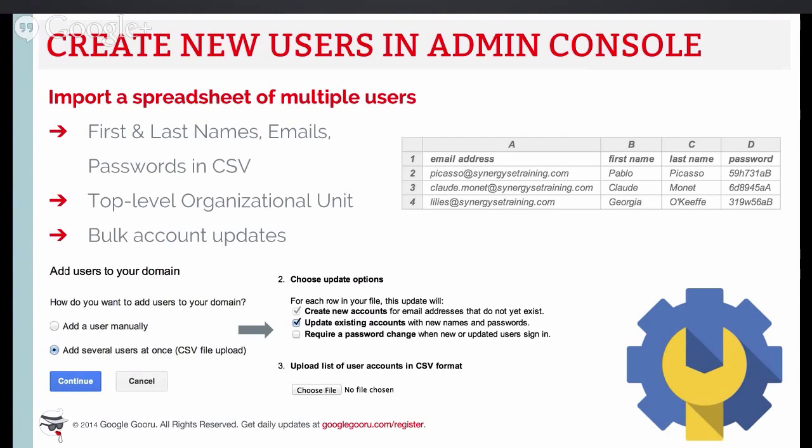Now, in addition to being able to create new accounts through a CSV import, you also have the option of updating existing accounts. So if you need to change a bulk number of names or passwords for your organization, you can do that through the CSV by selecting the Update Existing Accounts option, and that way, when you import it, everyone will get updated. You can also require users to change their password when a new or an updated user signs in. Again, this is kind of like giving them a temporary password to first get them logged into Google Apps.